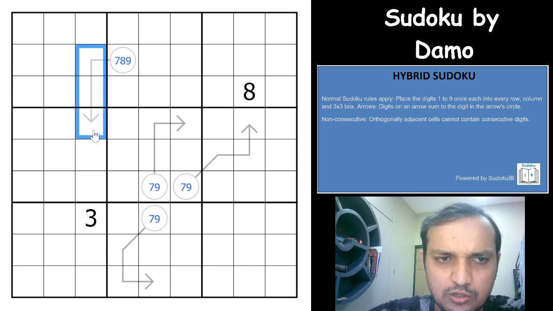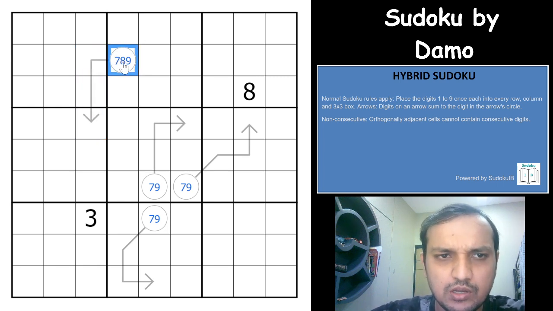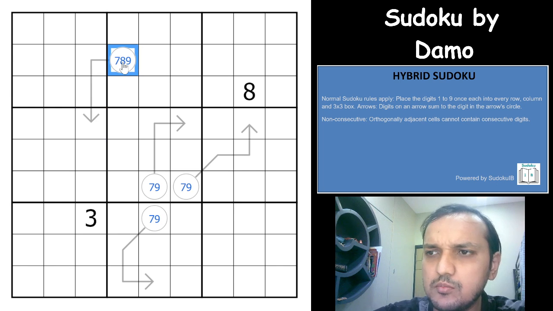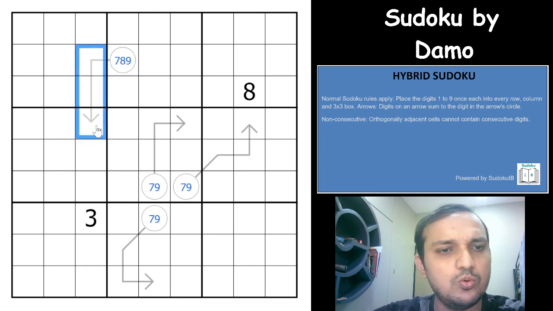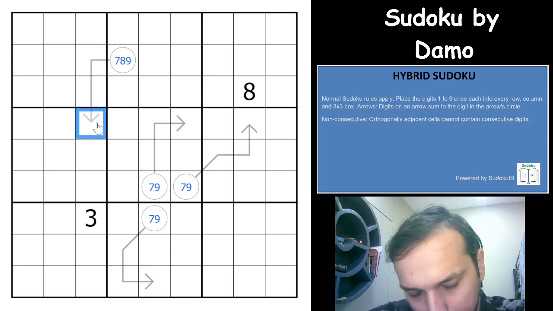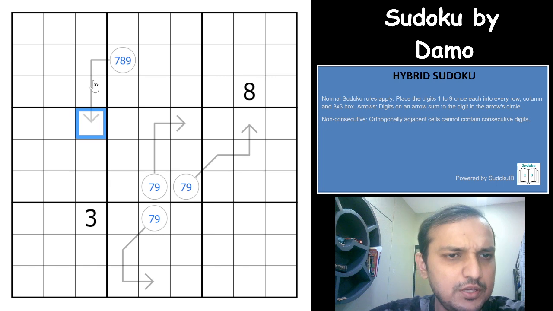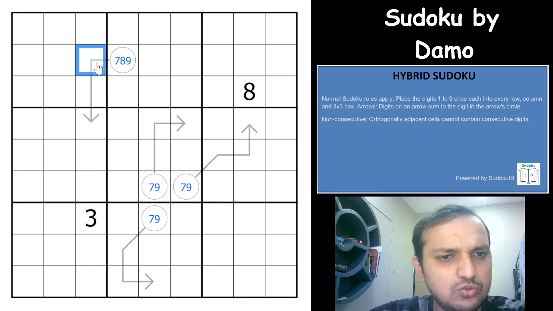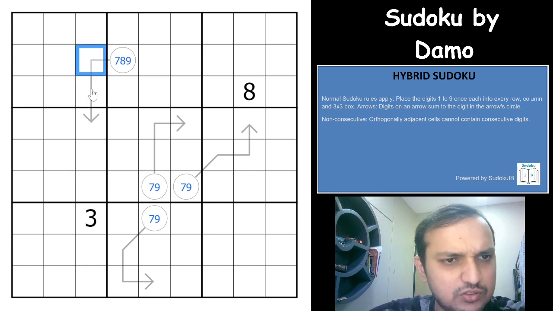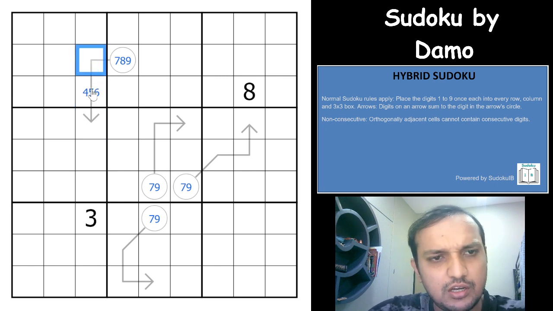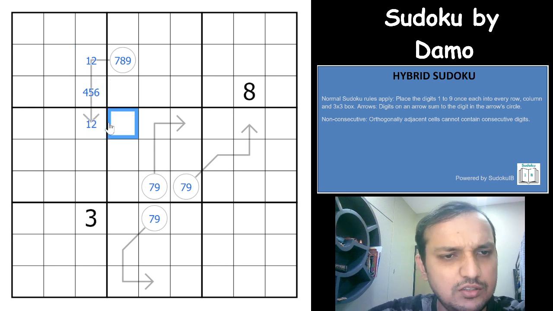For 7 it is 1, 2, 4. For 8 it is 1, 2, 5. And for 9 it would have to be 2, 3, 4, not possible. 1, 3, 5, not 1, 2, 6. Oh wow. Which means it is either 1, 2, 4, 1, 2, 5 or 1, 2, 6. And whatever the case, 4, 5, 6 would have to be here, and 1, 2 would have to be in the ends.